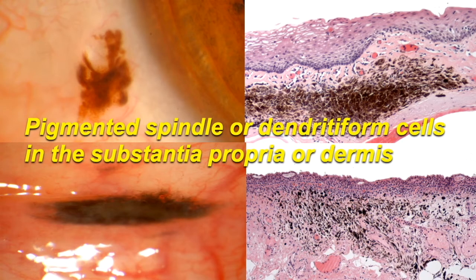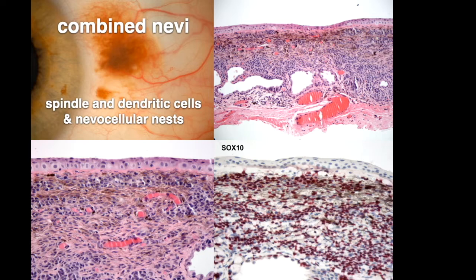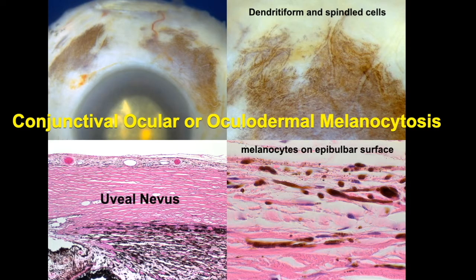Simple blue nevi are composed of pigmented spindle cells with a wavy dendritiform configuration that are located in the substantia propria or dermis. Nevi composed of a mixture of typical nevocellular nevus cells and spindle cells resembling those found in blue nevi are called combined nevi. The pigmented blemishes that occur in congenital ocular and oculodermal melanocytosis, or nevus of Ota, are composed of spindled and dendritiform melanocytes located in the epibulbar tissues.